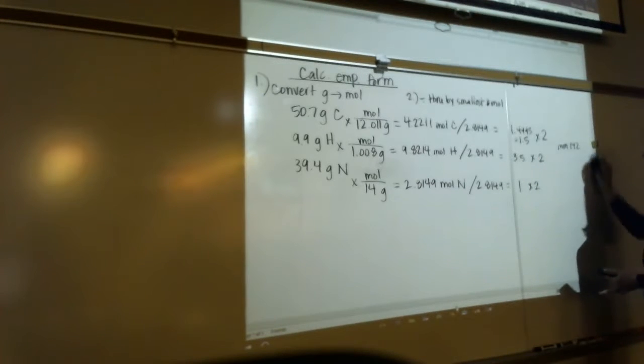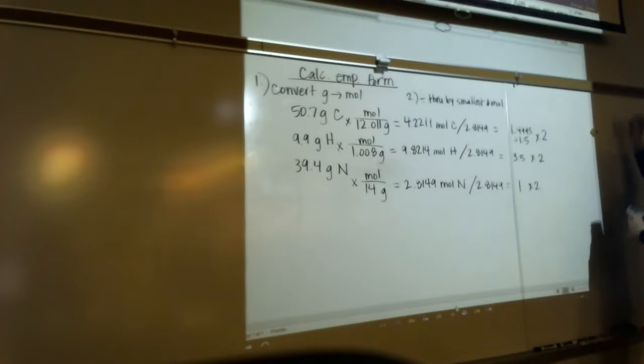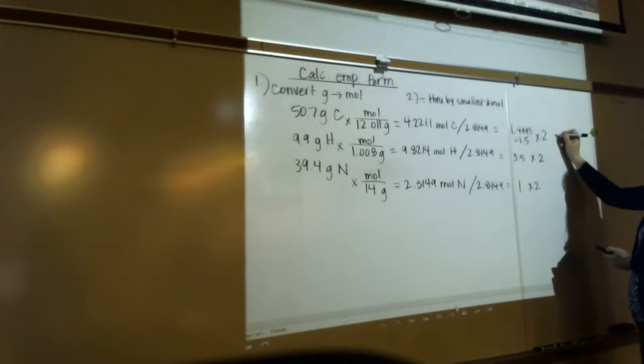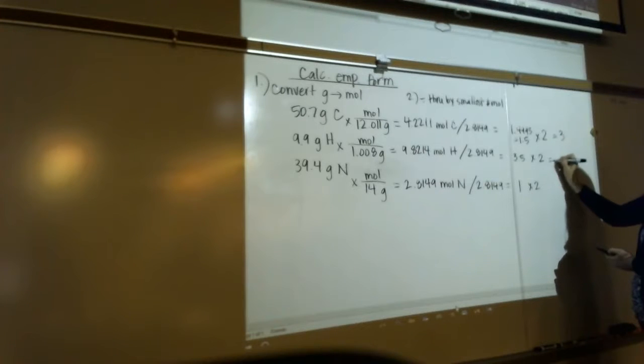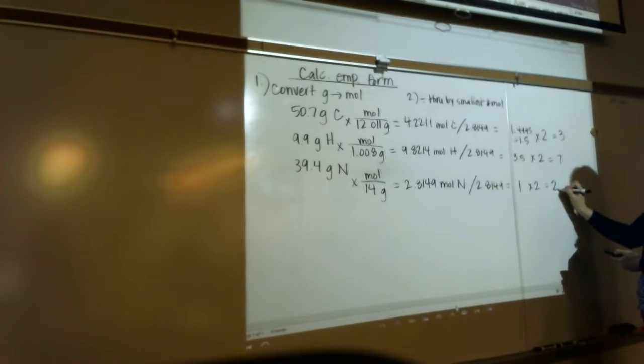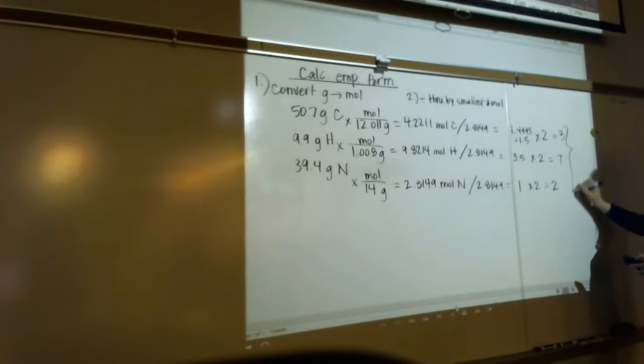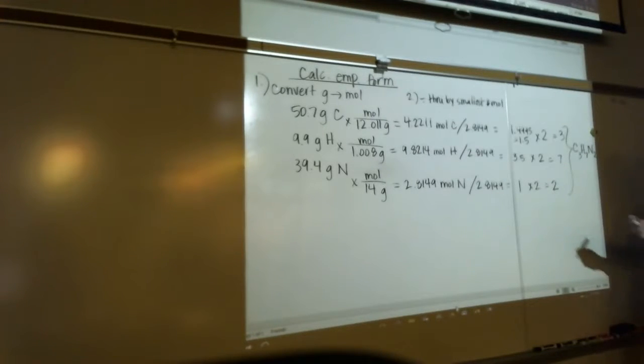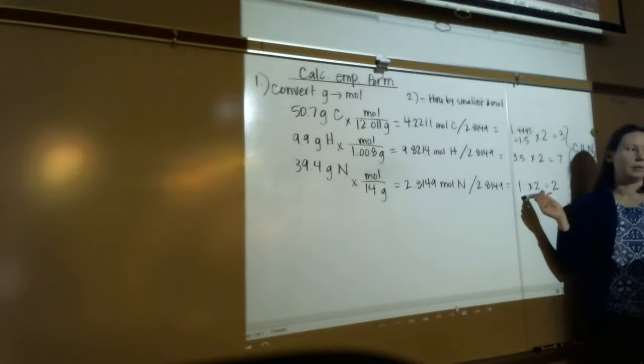Okay, my molar mass is in the way. 142. Okay, so that becomes 3. That becomes 7. That becomes 2. So my empirical formula is C3H7N2. What if at this step we got an answer that ended in 0.3?